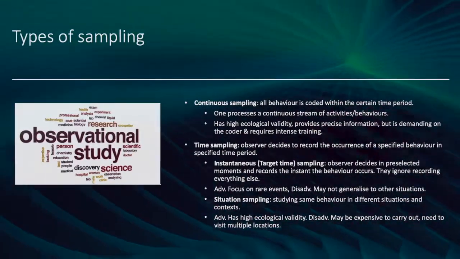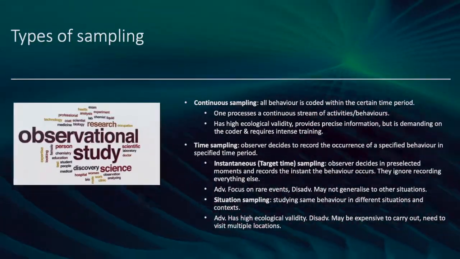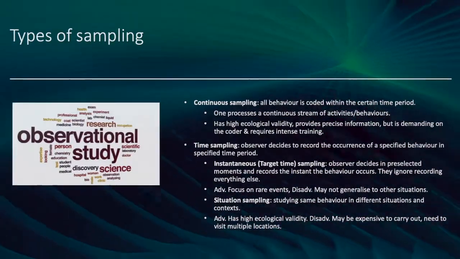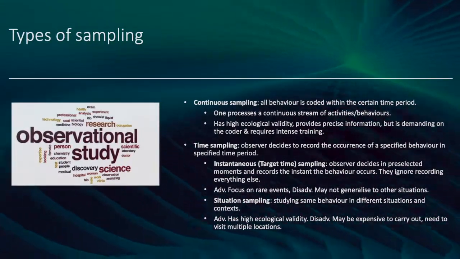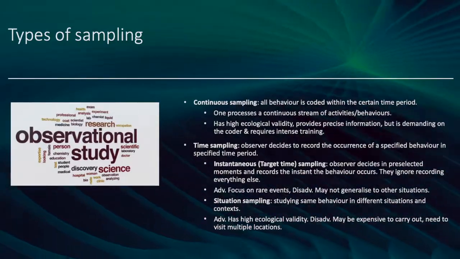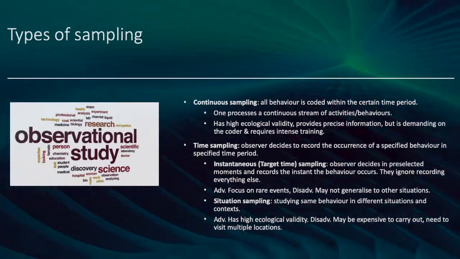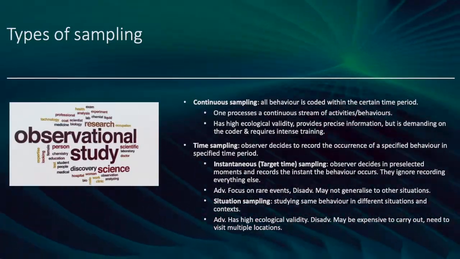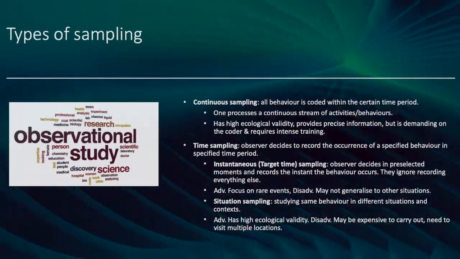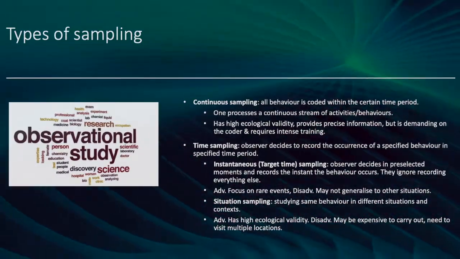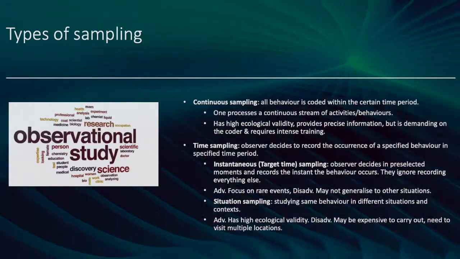Situation sampling is the second type of time sampling, whereby individuals study the same behavior in different situations and contexts. An advantage to this is that it has high ecological validity, but a disadvantage is that it may be expensive to carry out, since individuals need to visit multiple different locations.